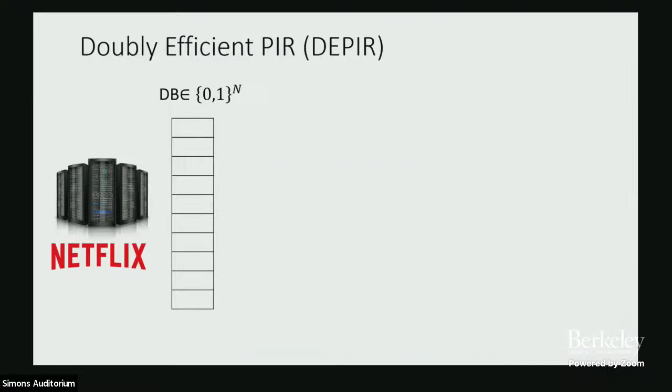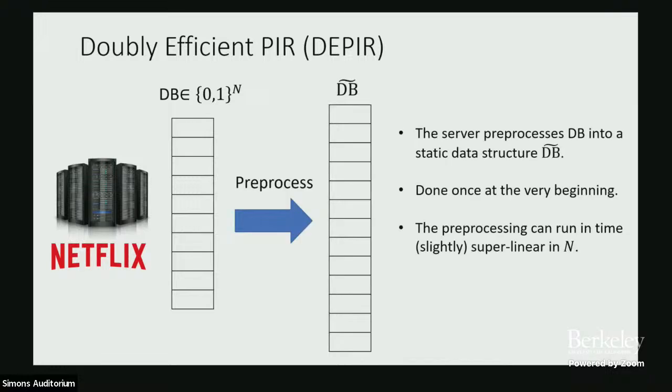And the idea of getting around it, so this is called doubly efficient private information retrieval, to indicate that also the server should be efficient, should not read the entire database. And the idea for how to do this is that the server will pre-process the database ahead of time in an offline phase, before any user comes, before anybody wants to read any data. And this pre-processing just converts the database into some static data structure that I'll denote by db tilde. And this is done just once at the very beginning.